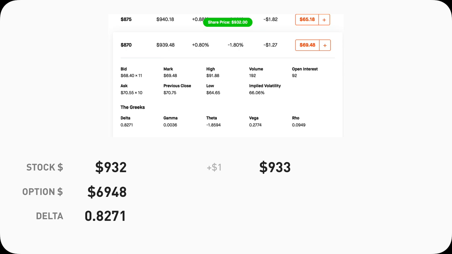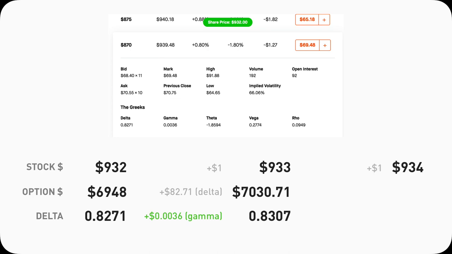option price will go from 96.48 to 70.31. At the same time, delta will go from 0.8271 to 0.307. Because of the gamma, the delta will go up by the gamma amount. Which means from now on, if Tesla goes from 933 to 934, another dollar increase, the price of this 870 call will go up not just by 82.71 but 83.07.